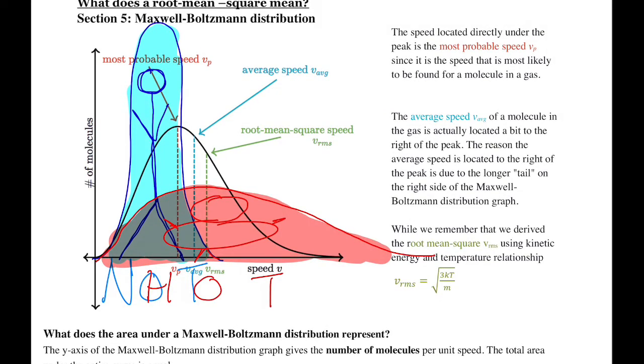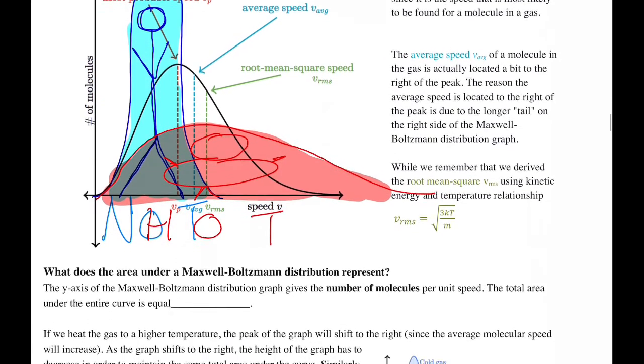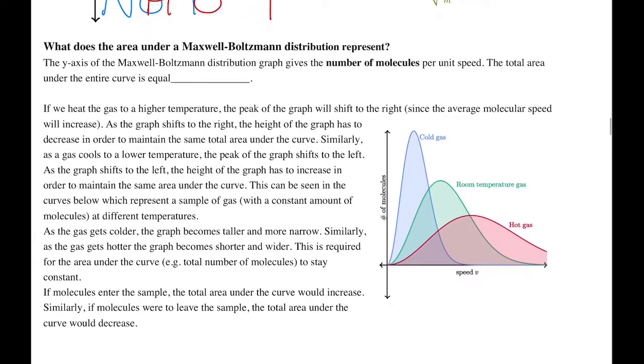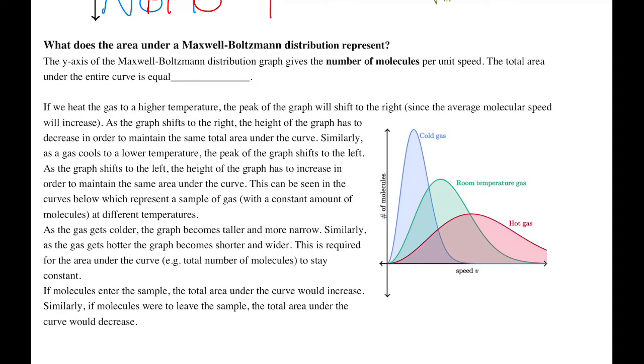Okay, so that's our Maxwell distribution. Just to go through this with you, Maxwell distribution graphs give the number of particles per unit speed. So the total area under the curve is equal to the total number of molecules.